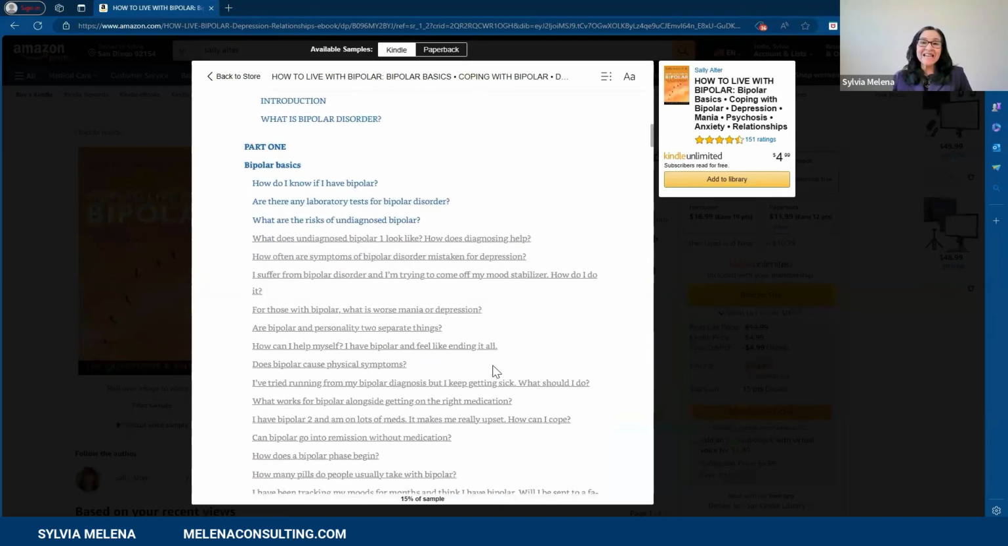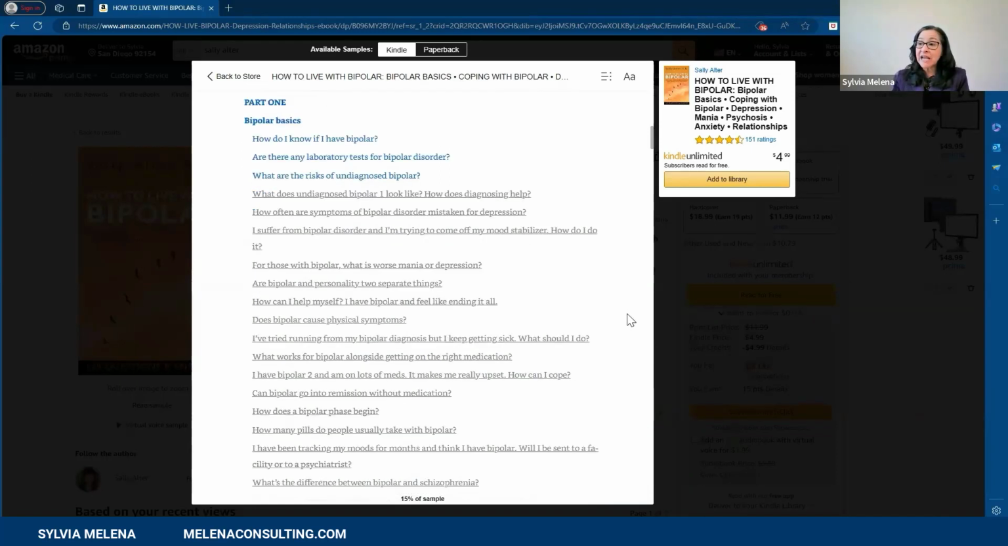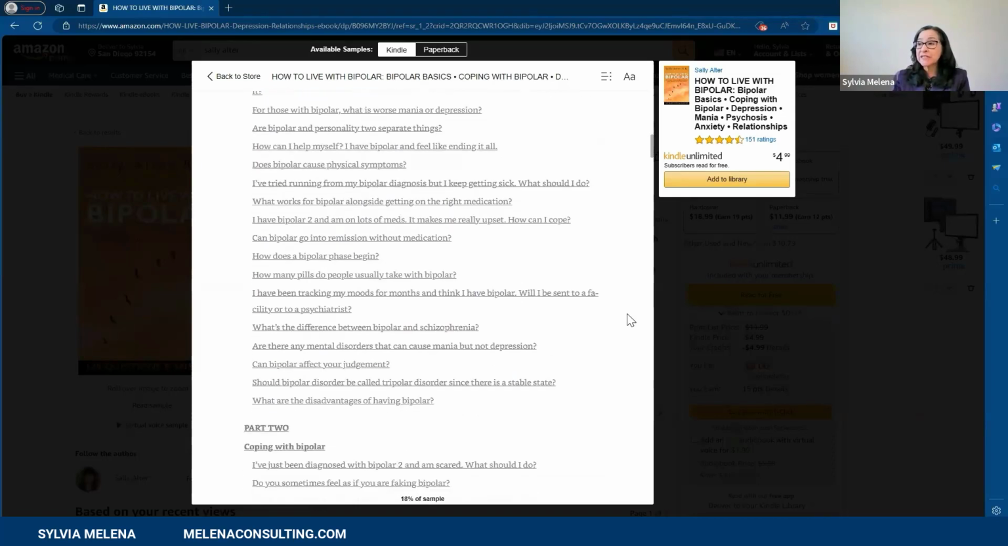Here it goes, the table of contents. And that's a good way to see how a book is structured. Because she has 125 questions, that's a lot of questions to answer in a book. She broke it down in sections, just like the other book we just saw that was tip-based. She organizes it in parts. Part 1, bipolar basics, and then she has her different questions that she's going to answer.